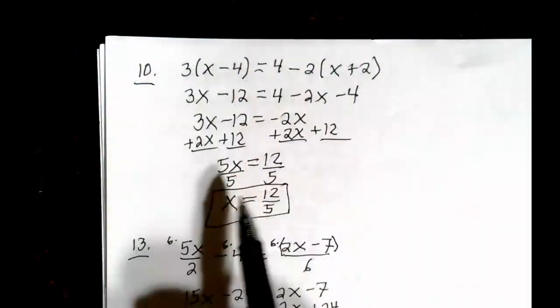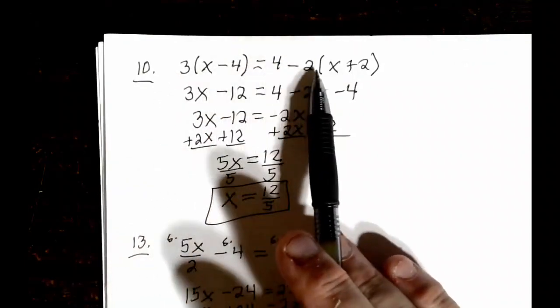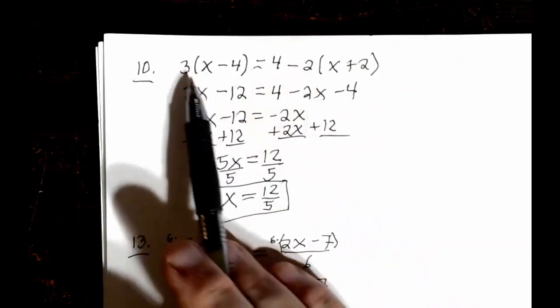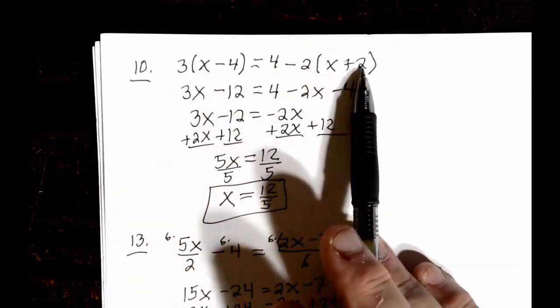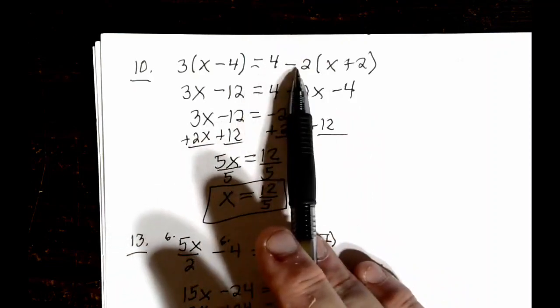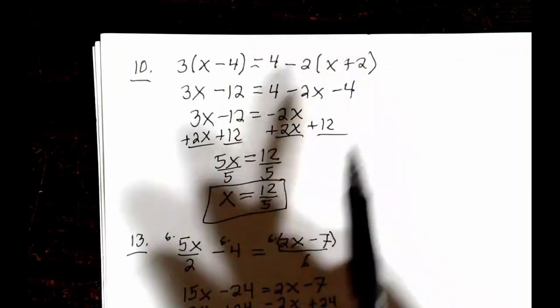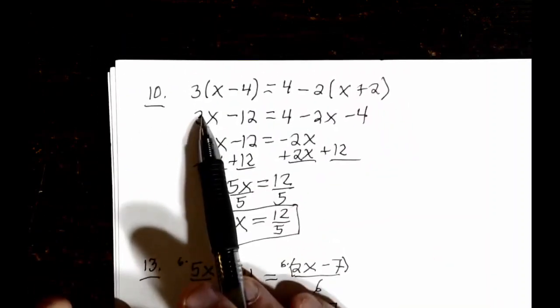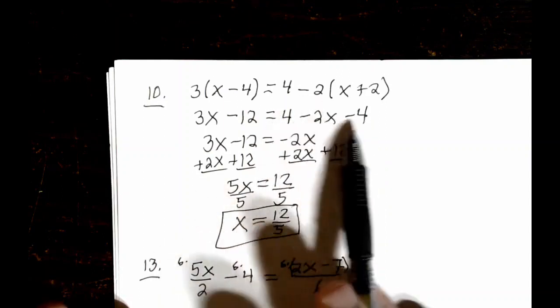Number 10, 3 times x minus 4, 4 minus 2 times x plus 2. So you multiply the 3 times each of these, you multiply the 2 times each of these. Don't subtract these first, because you have to do multiplication before you do subtraction, order of operations. So 3x minus 12, 4 minus 2x minus 4, those two cancel out.